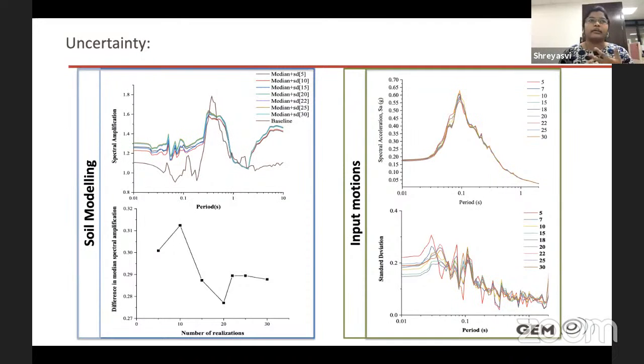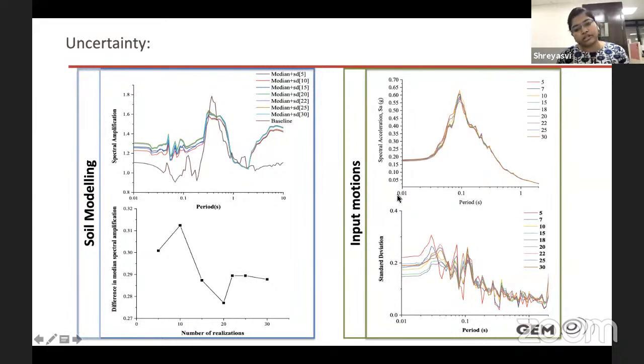And also, sometimes whenever we are estimating VS or other soil parameters, there will be a certain amount of uncertainty. That is more or less epistemic. So we can take care of it by improving the measurement techniques or taking multiple profile readings and so on.